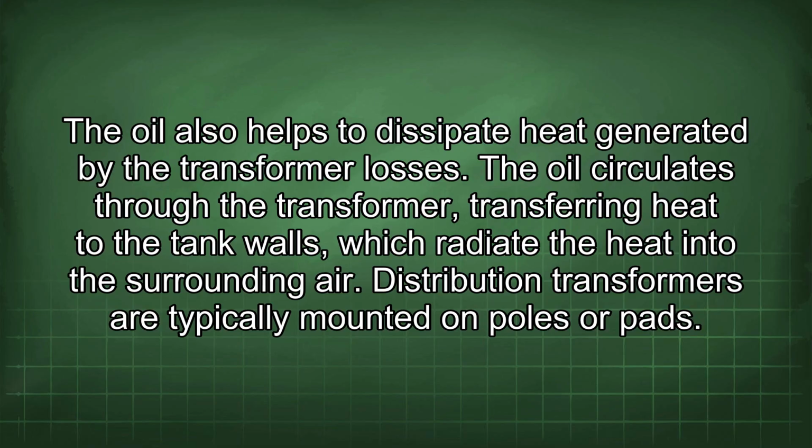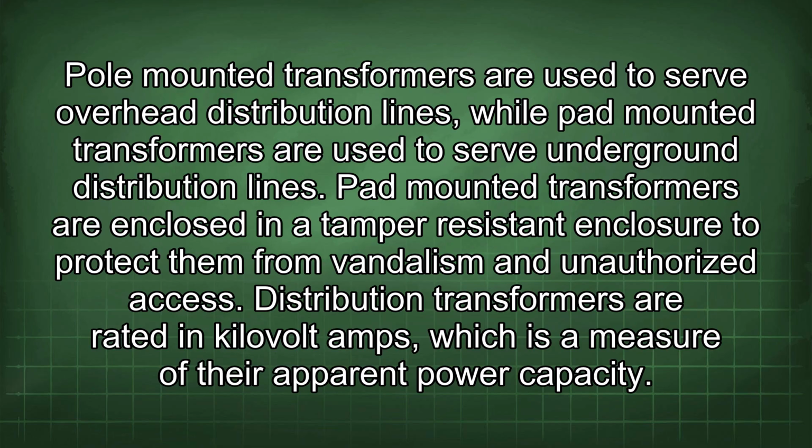Distribution transformers are typically mounted on poles or pads. Pole-mounted transformers are used to serve overhead distribution lines, while pad-mounted transformers are used to serve underground distribution lines. Pad-mounted transformers are enclosed in a tamper-resistant enclosure to protect them from vandalism and unauthorized access.